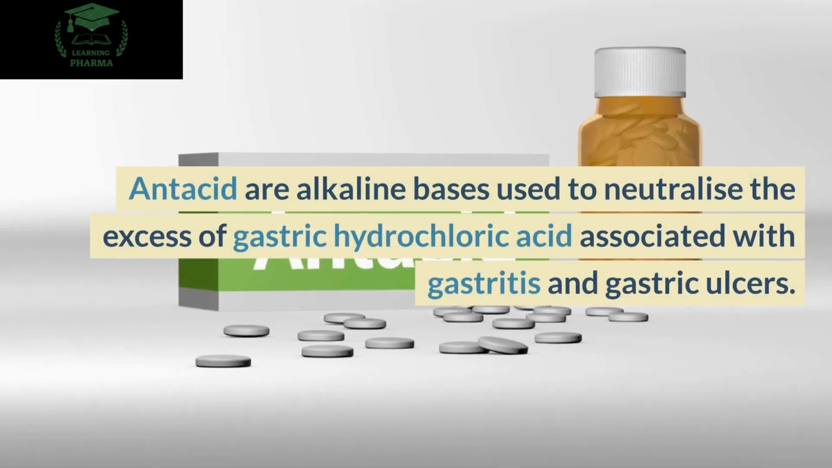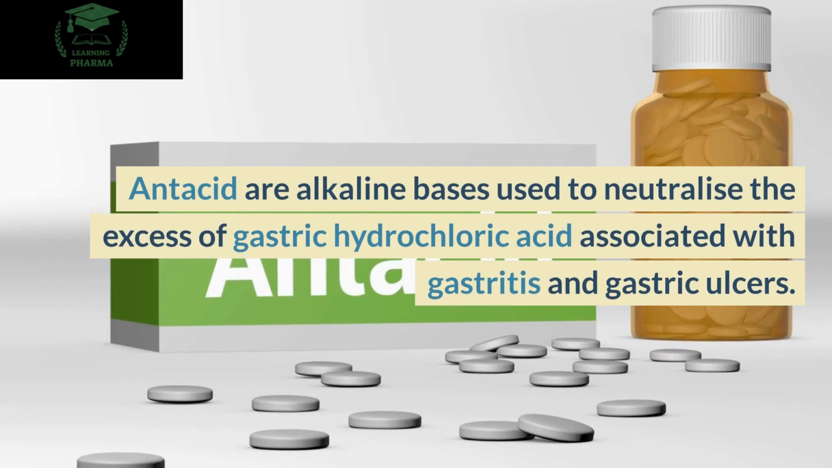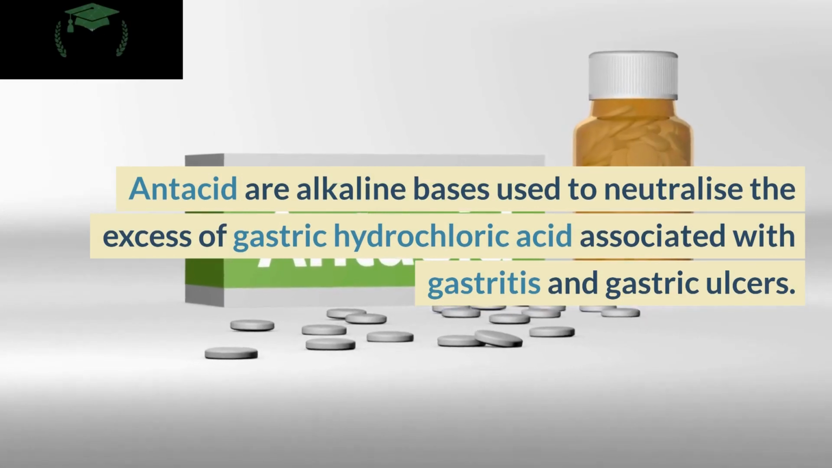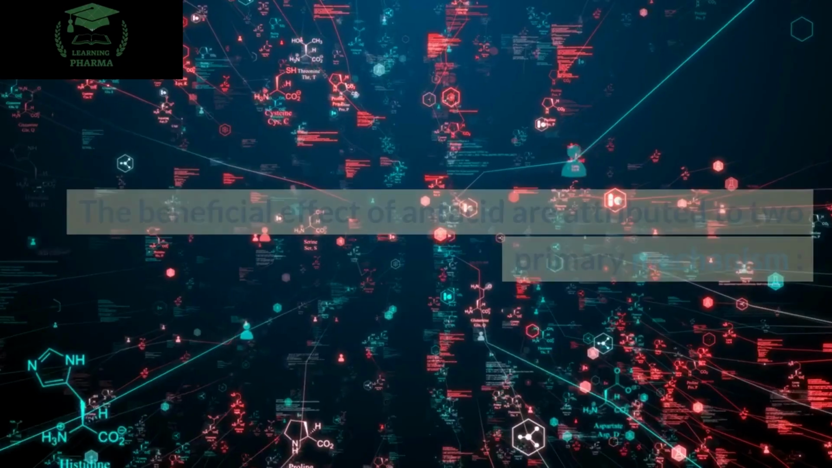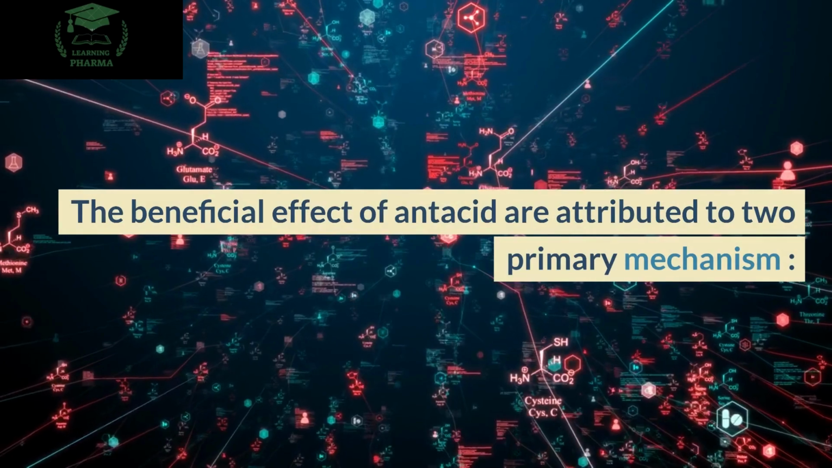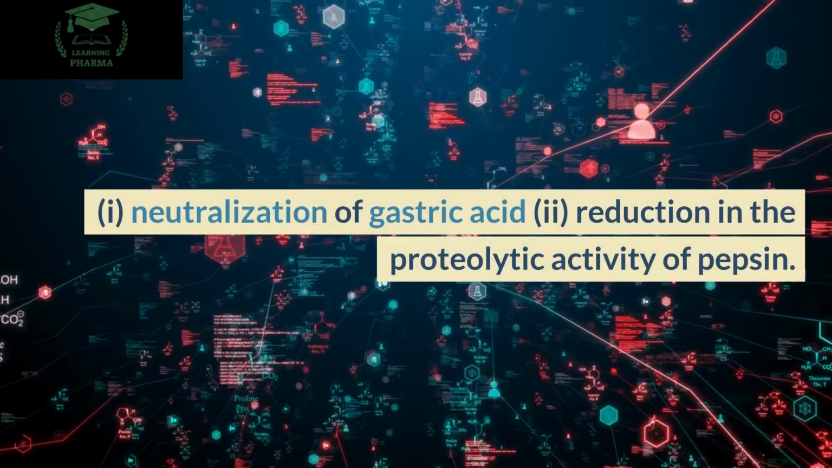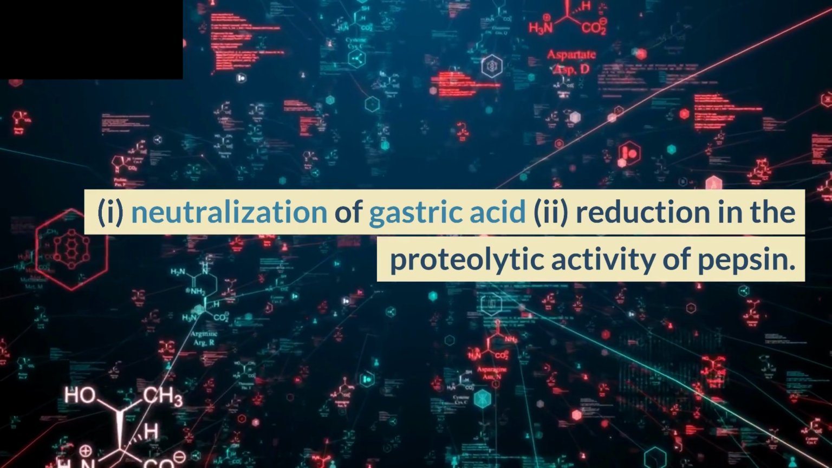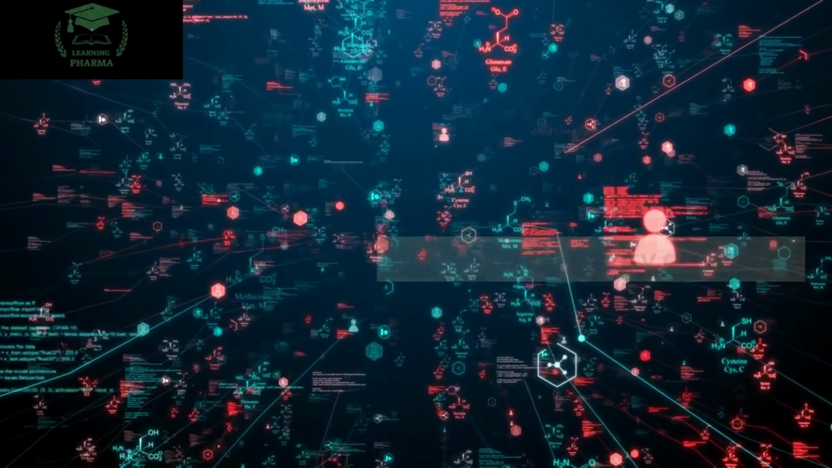Antacids are alkaline bases used to neutralize the excess of gastric hydrochloric acid associated with gastritis and gastric ulcers. The beneficial effects of antacids are attributed to two primary mechanisms. 1. Neutralization of gastric acid. 2. Reduction in the proteolytic activity of pepsin.